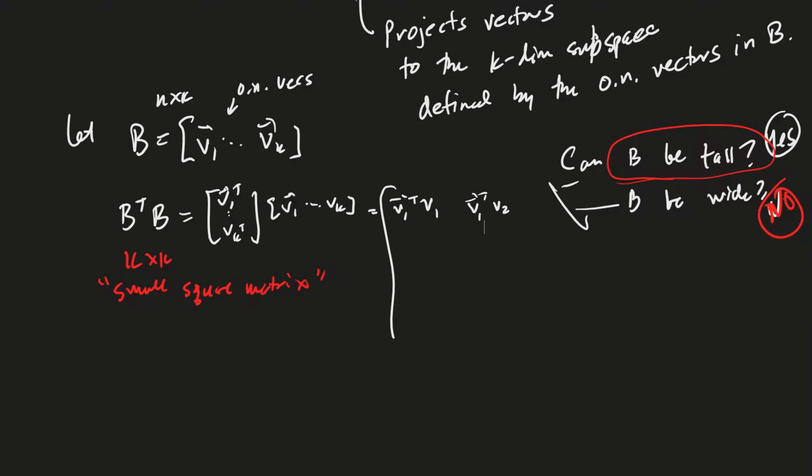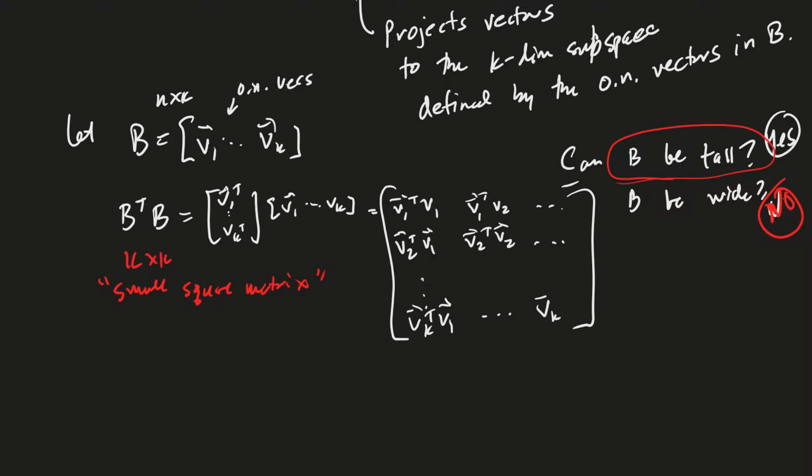Okay, this is my matrix. And the next row will be V2 transpose times V1, right? V2 transpose times V2, dot, dot, dot. And then the last row here would be VK transpose times V1, dot, dot, dot, VK transpose VK.